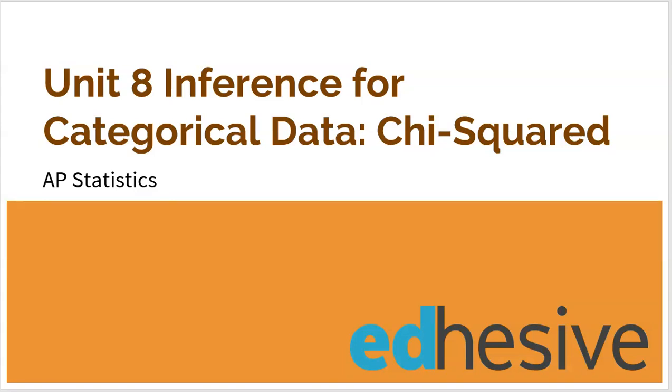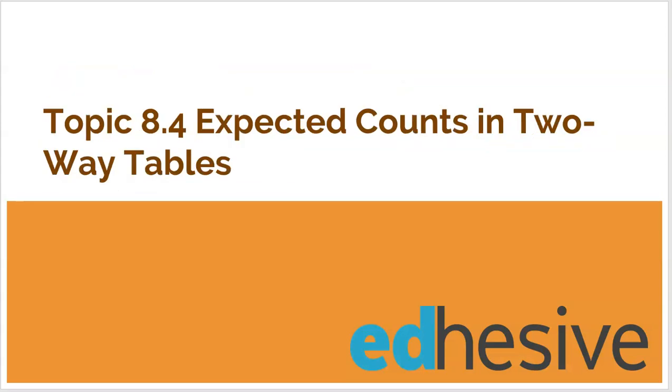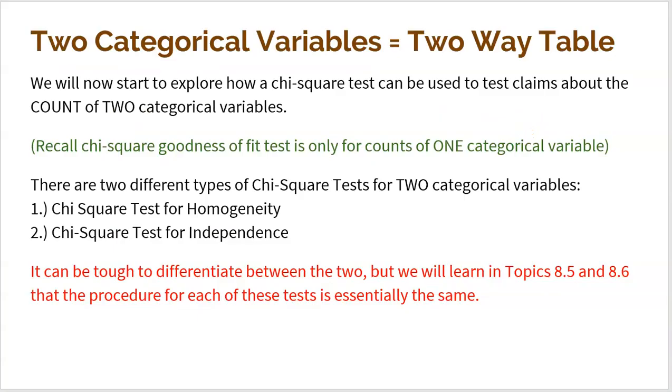Welcome to Unit 8, Inference for Categorical Data, chi-squared. This is topic 8.4, Expected Counts in Two-Way Tables. So let's talk about what this video is all about.